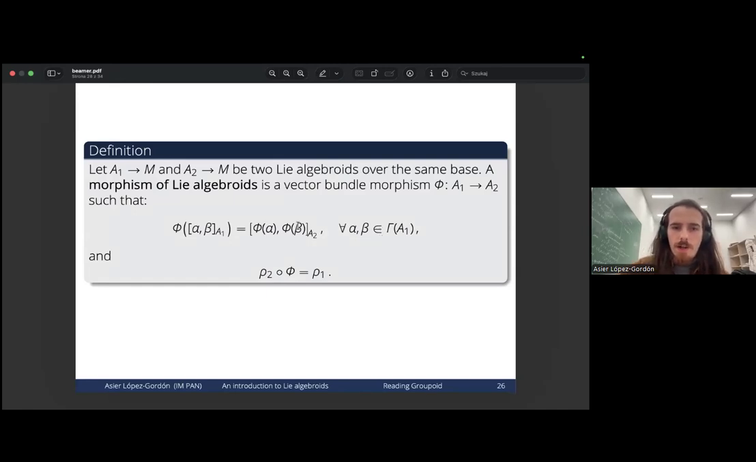Now let me introduce the notion of morphism of Lie algebroids over the same base. So we have two Lie algebroids over the same base space, and we have a vector bundle morphism which also preserves the brackets in this sense, and relates the anchors as follows. It is also possible to generalize this notion for Lie algebroids over different bases, but since we will not use it today, I decided to skip it.